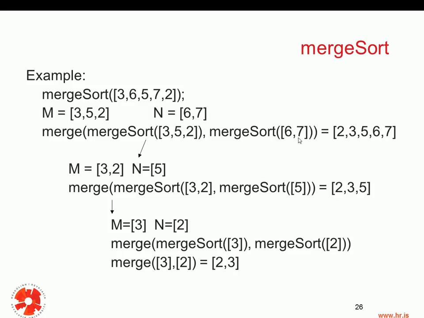Merge sort of 6, 7 gives us, of course, the list 6, 7. So then we have two sorted lists, 2, 3, 5 and 6, 7. And when we merge them together, we get 2, 3, 5, 6, 7.